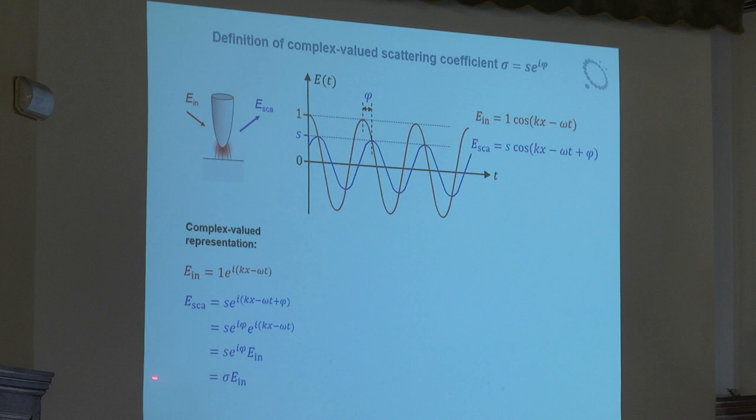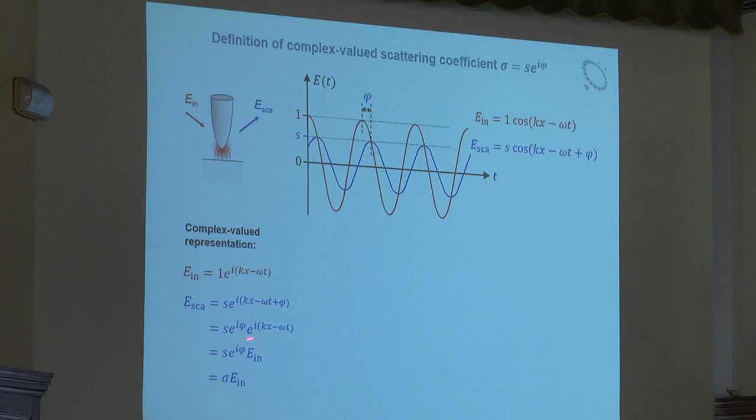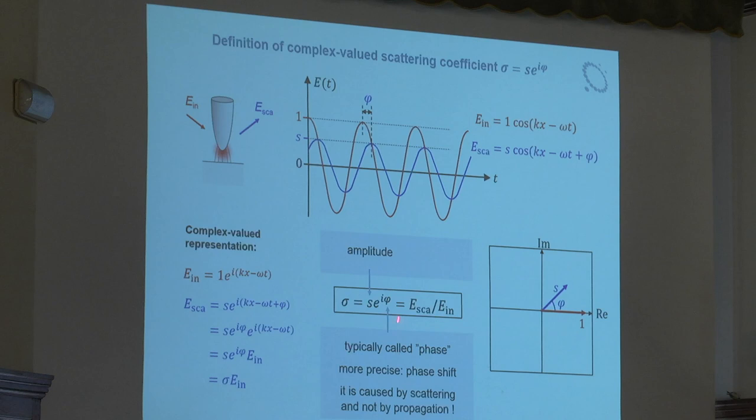And if you think of the microscope, what it gives you in the end, the OA and the OP signals, for example at nanoGUNE, they would correspond to this s and to this phi here. So we define that as the scattering coefficient. In the end, it is a complex number. It's the scattered field divided by the incident field, all right? Again, amplitude, and this is the phase shift in reality, but it's very often called the phase.